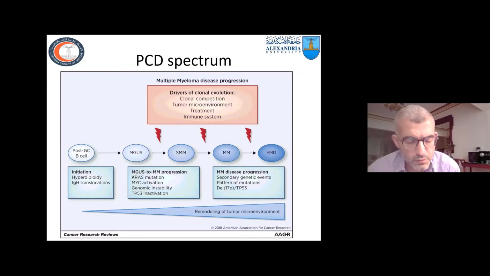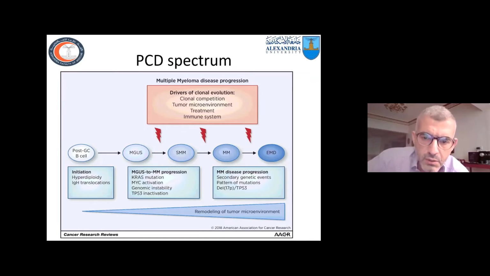It starts off with the hyperdiploidy and the IgH translocations, which progresses these peculiar type of cells into the monoclonal gammopathy of undetermined significance, and then usually these cells start to pick up other mutations, which progresses the disease more, mainly due to picking up of KRAS mutations, MYC activation, genomic instability, and TP53 mutation, which usually also shifts the gears and progresses the MGUS into the smoldering myeloma and eventually into multiple myeloma.